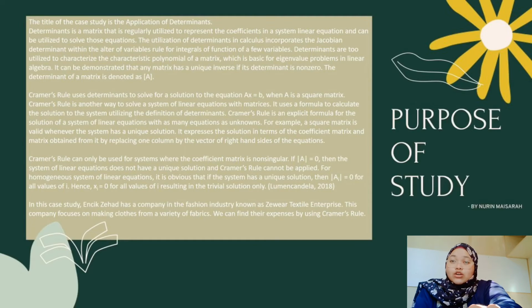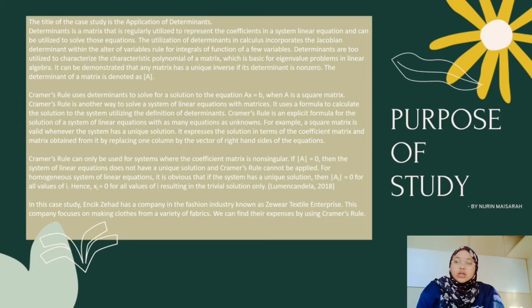Cramer's rule can only be used for a system where the matrix is non-singular. Otherwise, the system of linear equations does not have a unique solution and Cramer's rule cannot be applied. For a homogeneous system of linear equations, it is obvious that if the system has a unit.